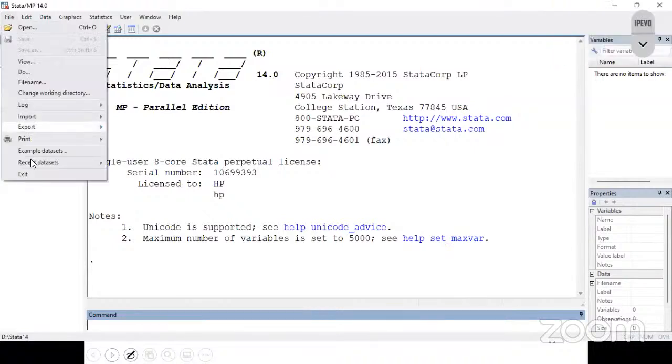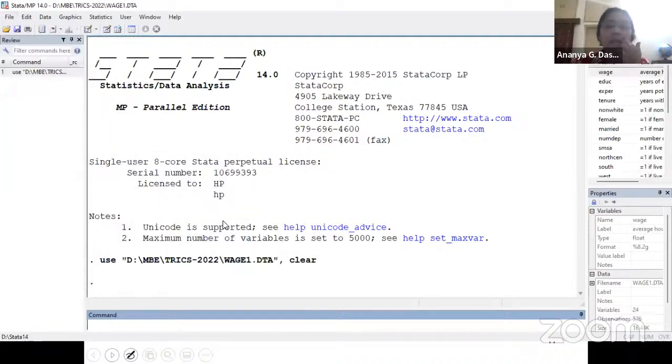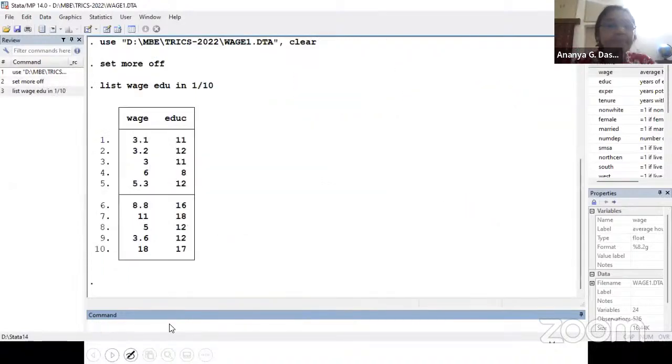Right. So I will use this data set, which I was talking about, which has data on wages. So I'll just browse the data set and I'll show it to you. It has data on wages and years of education. I'll show you the first 10 observations in the data set. I think that would be clear here.